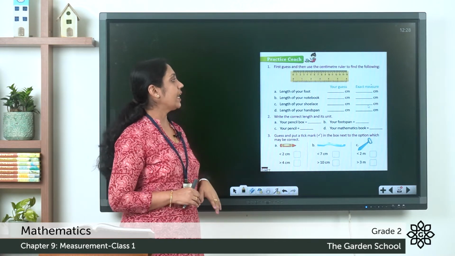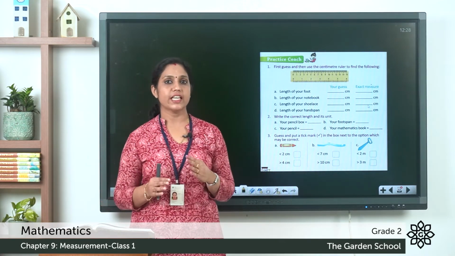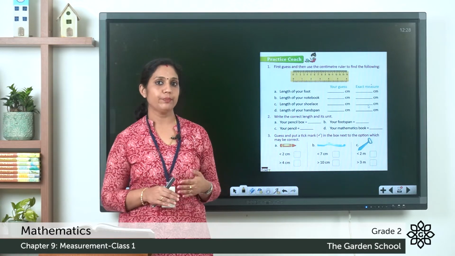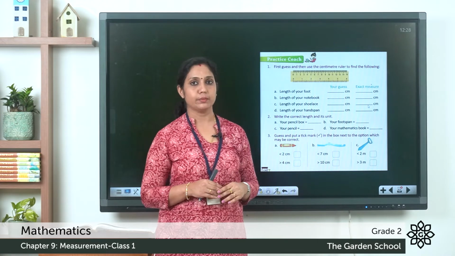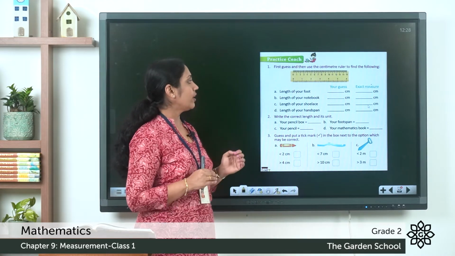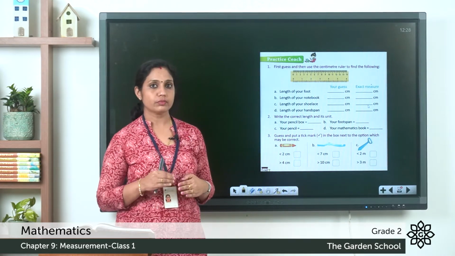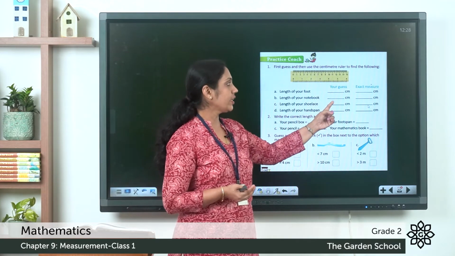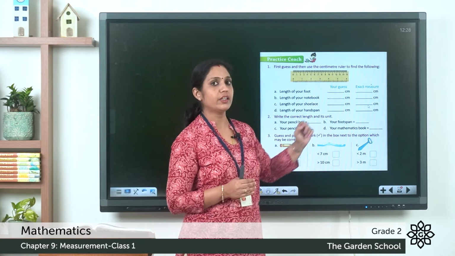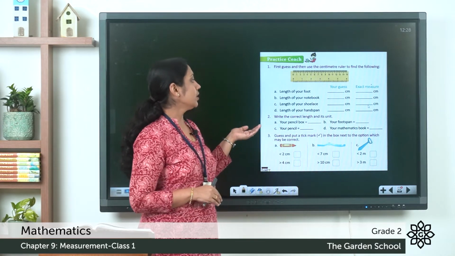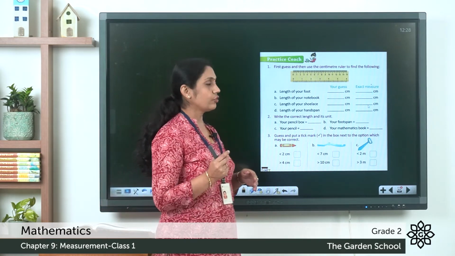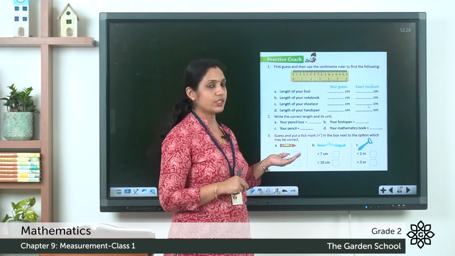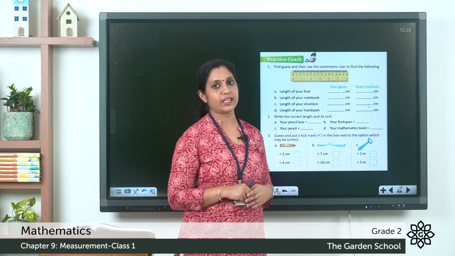The next one, length of your notebook. First guess how many centimeters it will be, and then measure your notebook and write it under the exact measure. C, you have the length of your shoelace. Here, guess it and write, and after that measure and write it under the exact measure. D, length of your handspan. First guess it and then using a ruler measure it and write the exact measure.